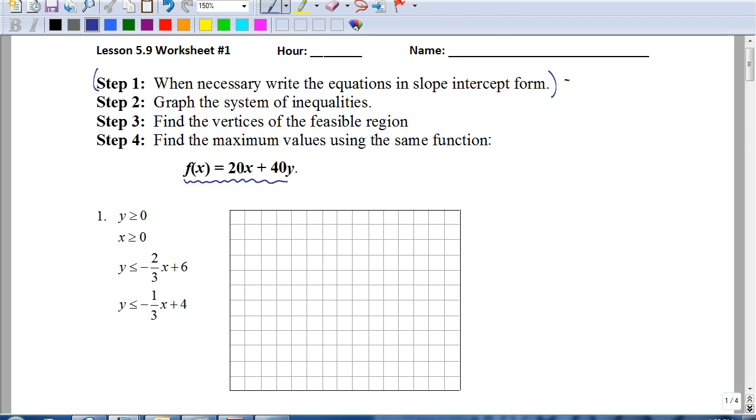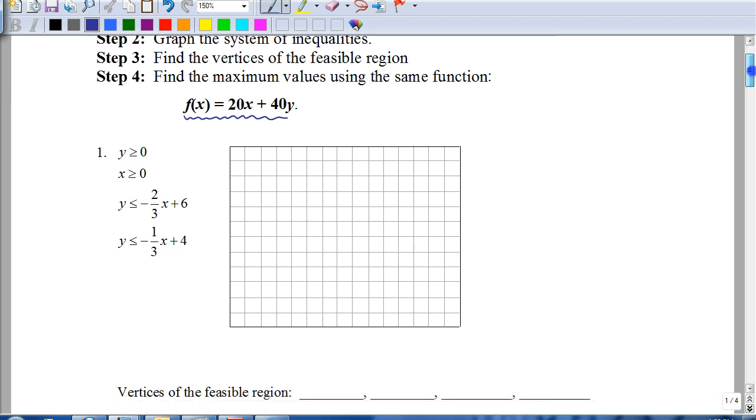But the very first thing that we want to do, the main idea here, is we're going to graph the system of inequalities. After we graph it, we're going to figure out what the vertices for that feasible region are. Those vertices are very important because those are the values we put in this function to figure out what our maximum value is going to be. Or if we're trying to minimize costs, or find the minimum value, we'd put those vertices into that function to figure out which one would be the smallest value, which one would give us the lowest cost. So let's look at these.